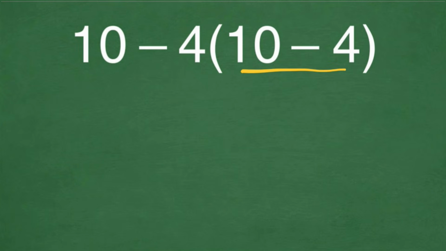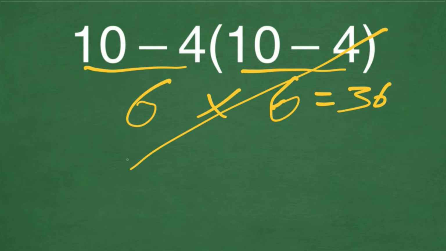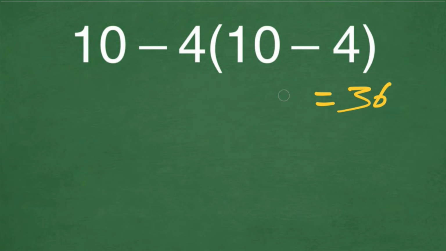10 minus 4 gives us 6. And again 10 minus 4 gives us 6, and 6 times 6 is equal to 36. But this answer is not correct because we didn't follow the correct order of operation. So according to the order of operation, which is PEMDAS, I'm going to write here.